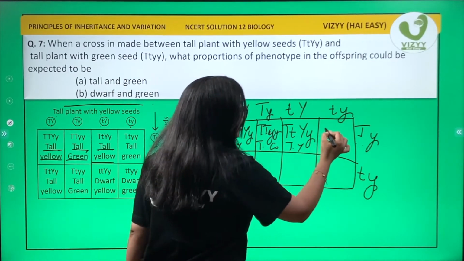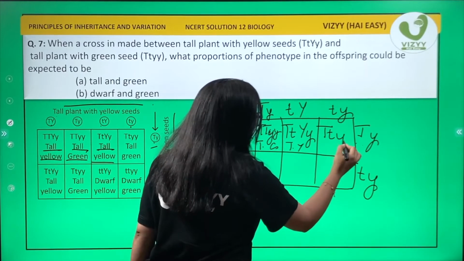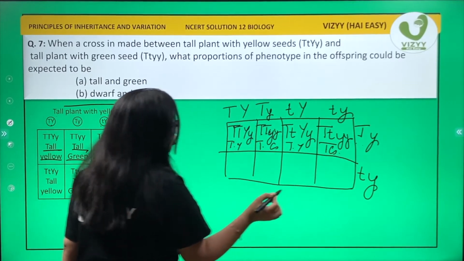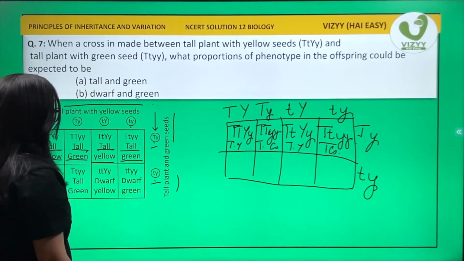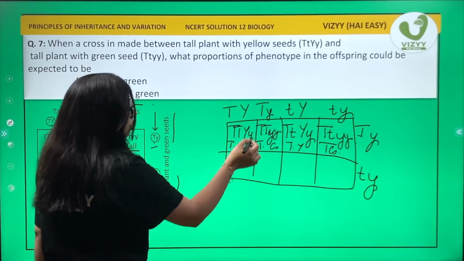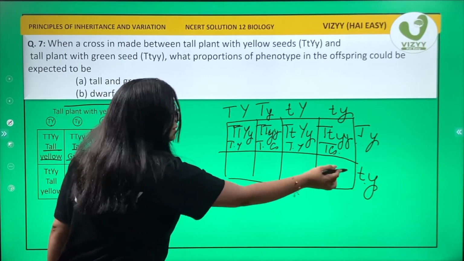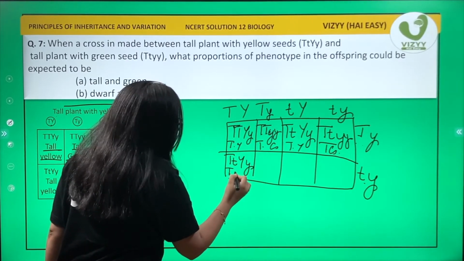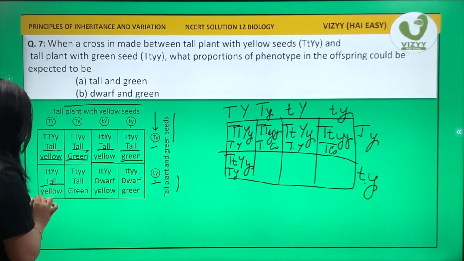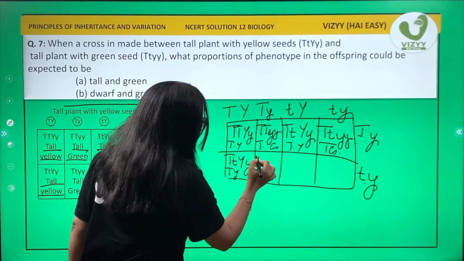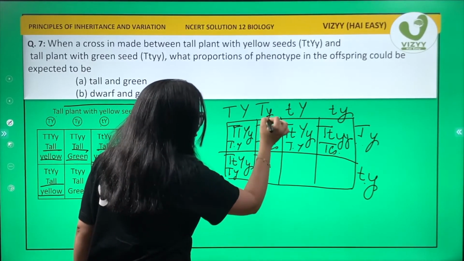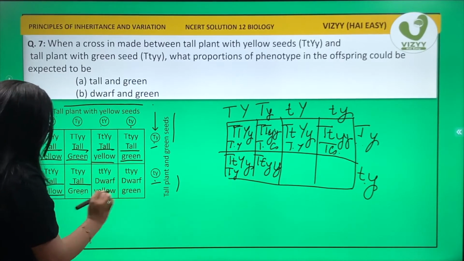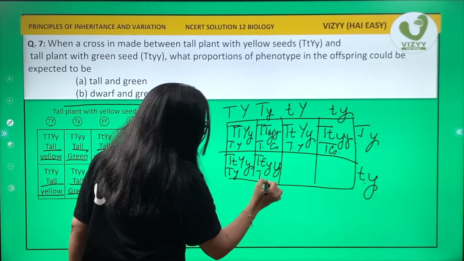Now, capital T, small y, small y. So, this is what again? Tall and green. Fine, students, tall and green. Now with this. Capital T, small t, capital Y, small y. So, again, tall and yellow. Now, capital T, small t, small y, small y. So, this is again what? Tall and green.